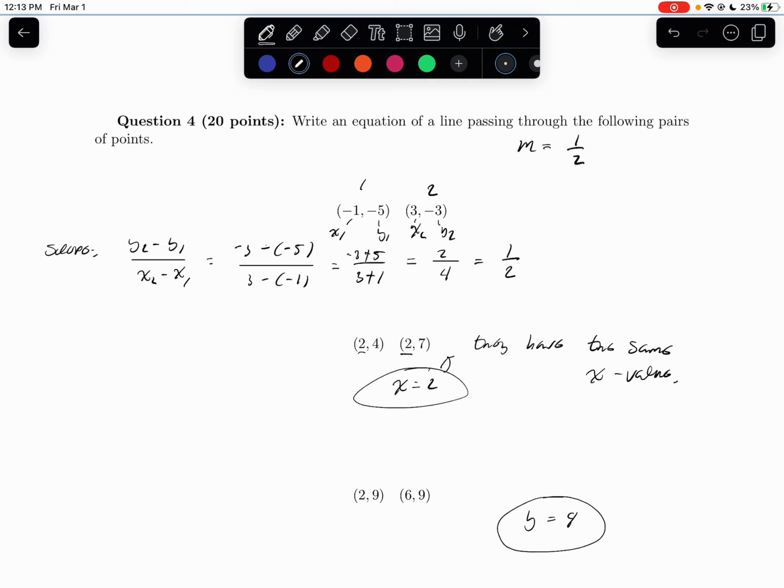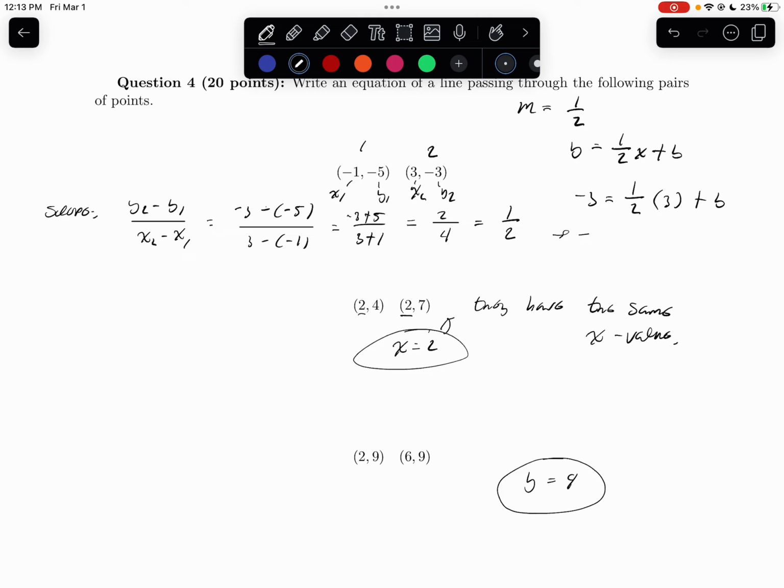So that means our line is going to be of the form y equals 1/2 x plus b. And now we need to figure out what b is. So here, we're going to plug in one of these 2 points. I'm thinking we could do point 2, 3 and negative 3. So we'll have negative 3 is equal to 1/2 times 3 plus b. Okay? Or this becomes negative 3 is equal to 3 over 2 plus b. So now we can take away 3 over 2.